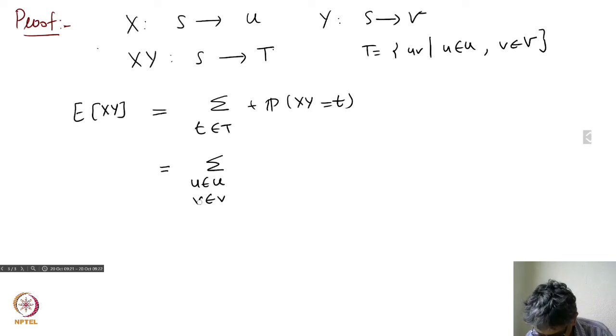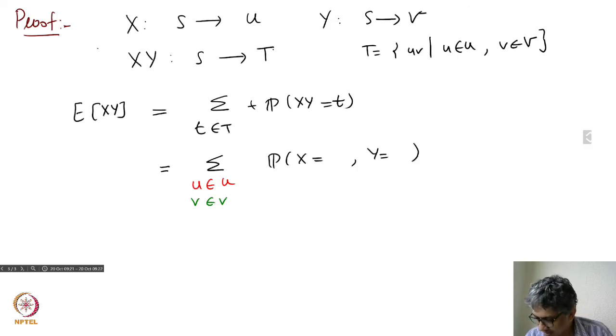Let me write this in a different color so it's a little easier. So let's say u in U, and let's say v in V. It's u times v times the chance that X is equal to u and Y is equal to v. That's how I write it.